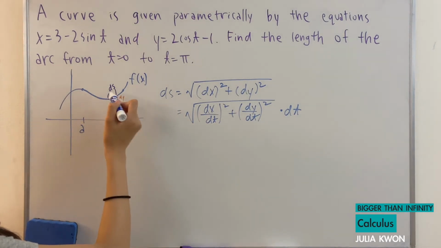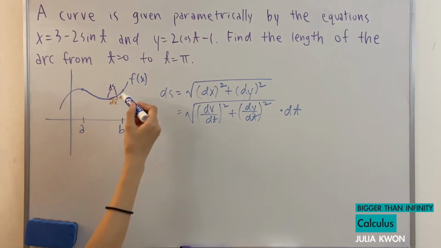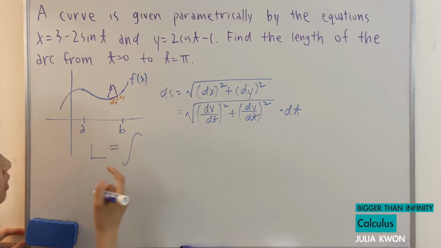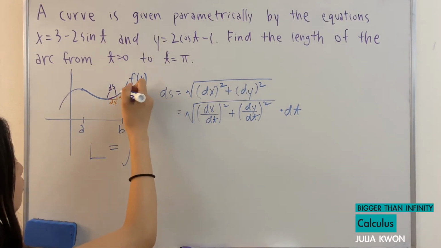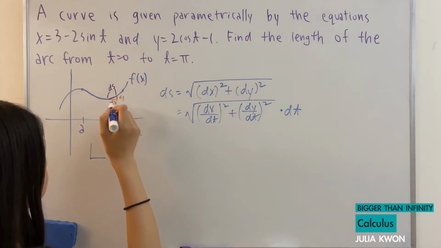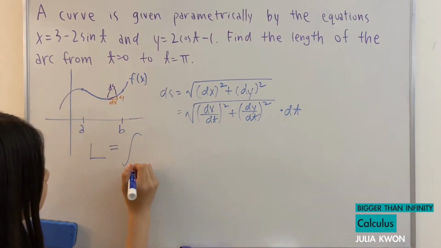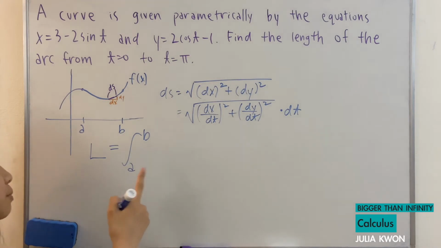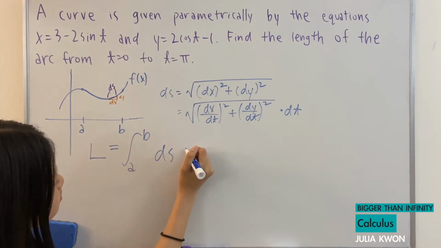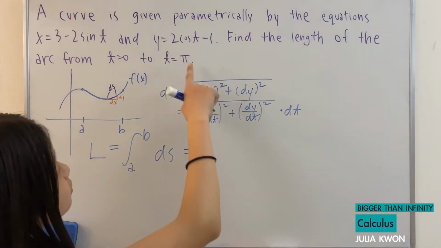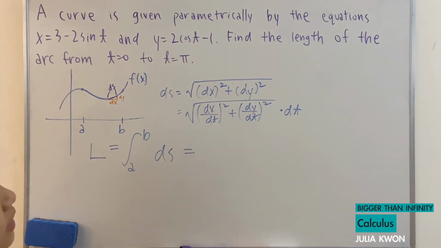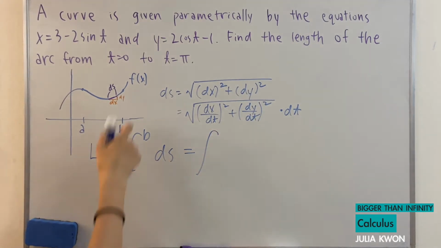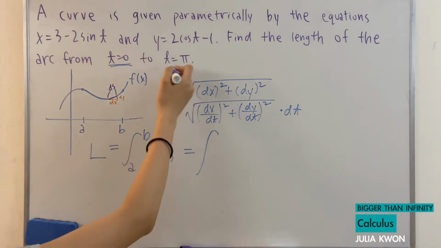But we want to find the length of this whole curve, and so to find that, we're going to take the integral. The integral is like adding everything up. We have many of these small portions, like an infinite amount of them. So to find the length of this curve, we would have to take the integral from a to b of ds. Like I said, we're using parametric equations, so we had to divide and multiply by dt. And also in this problem, a would be 0 and b would be pi.